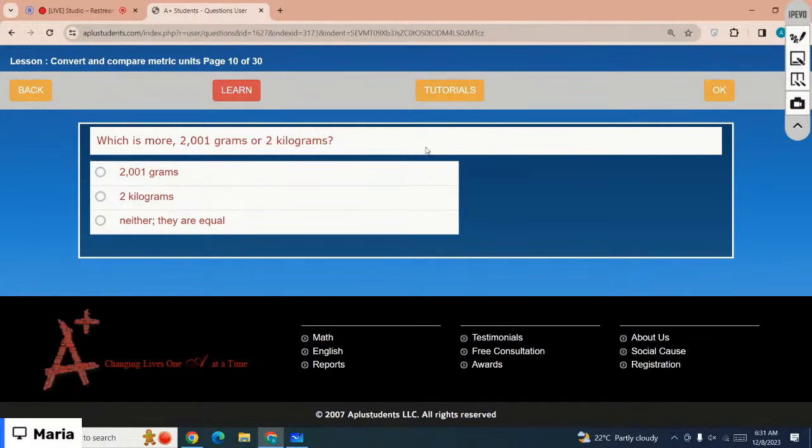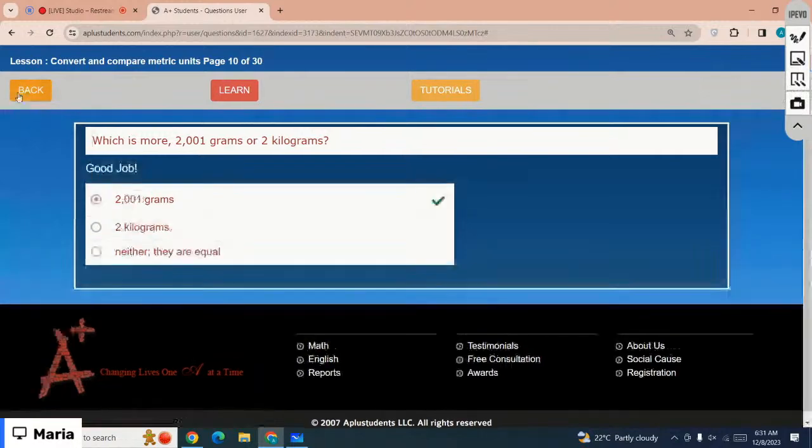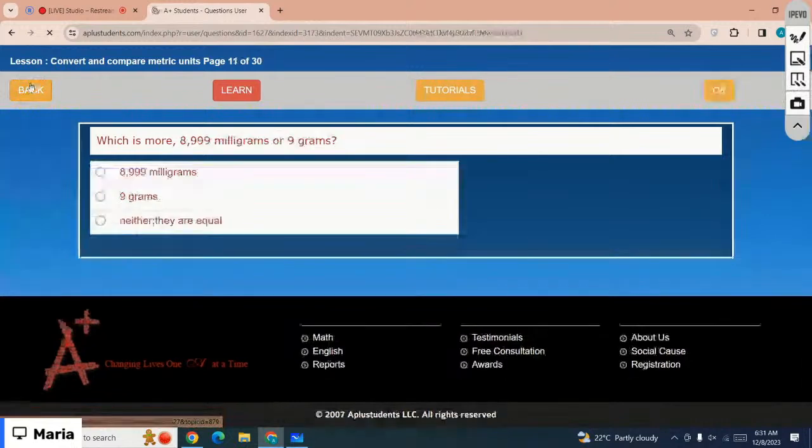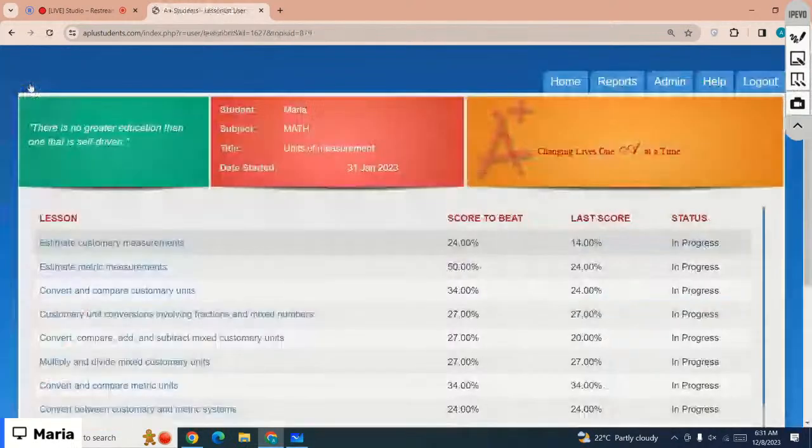Okay, you can complete the lesson by yourself later today. Let me just move on to the next lesson. And the next lesson is convert between customary and metric systems, right? Let's just start with the next lesson.